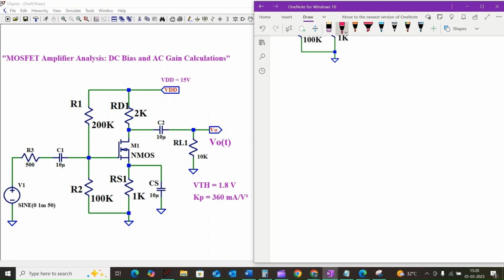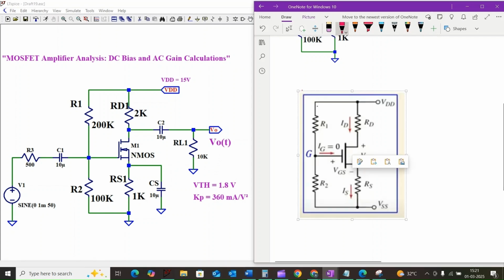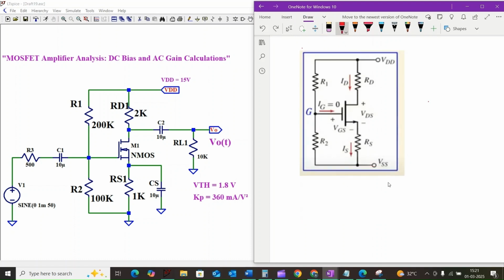For the DC analysis, the capacitor acts as an open circuit, and we will remove the input signal, and also the load resistor and the bypass capacitors. This leaves us the final circuit like this. It's a common source amplifier, so the source is connected to the ground terminal.